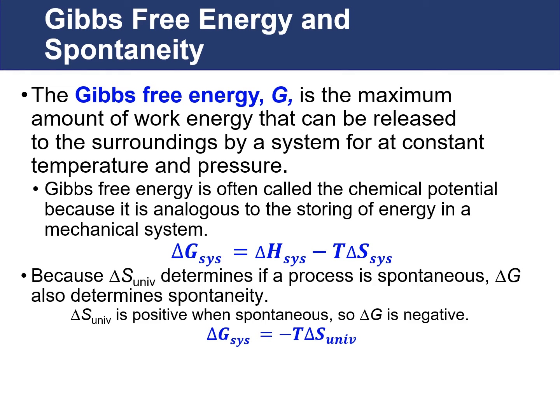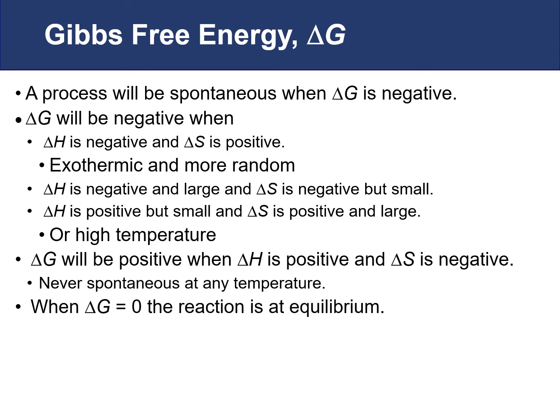So because the delta S of the universe determines if a process will be spontaneous, the delta G, which it is equal to, also determines spontaneity. The change in entropy of the universe is positive when spontaneous, which means that the delta G will be negative because the relationship is the delta G of the system is equal to the negative delta T times the change in entropy of the surroundings. So a process will be spontaneous when delta G is negative.